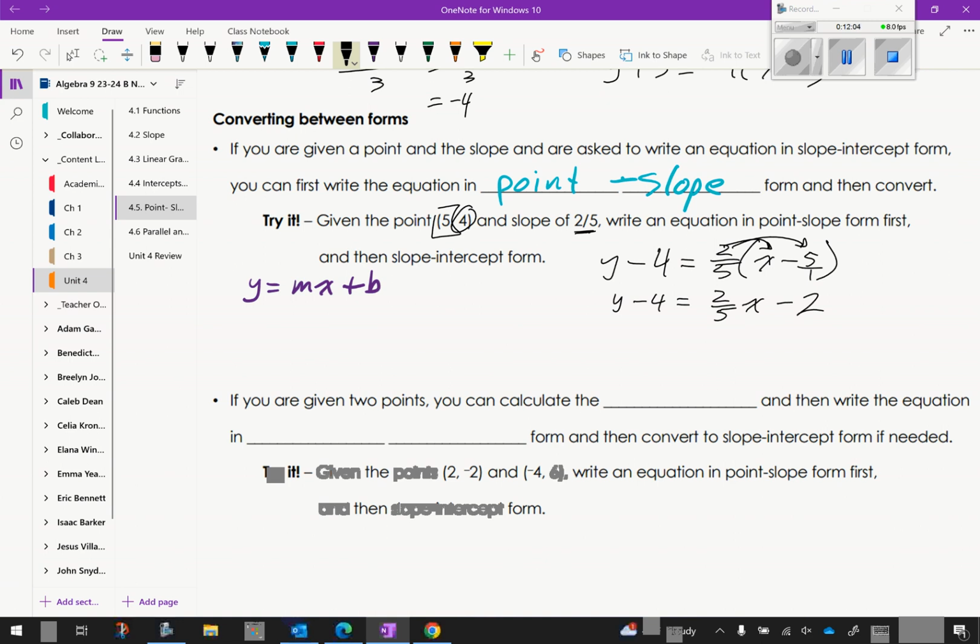Notice, y is all by itself here, and here, I don't have y all by itself. I need to fix that by adding 4 to both sides. So we'll get y is equal to 2/5 x. -2 plus 4 is 2. And there's the equation in slope-intercept form.